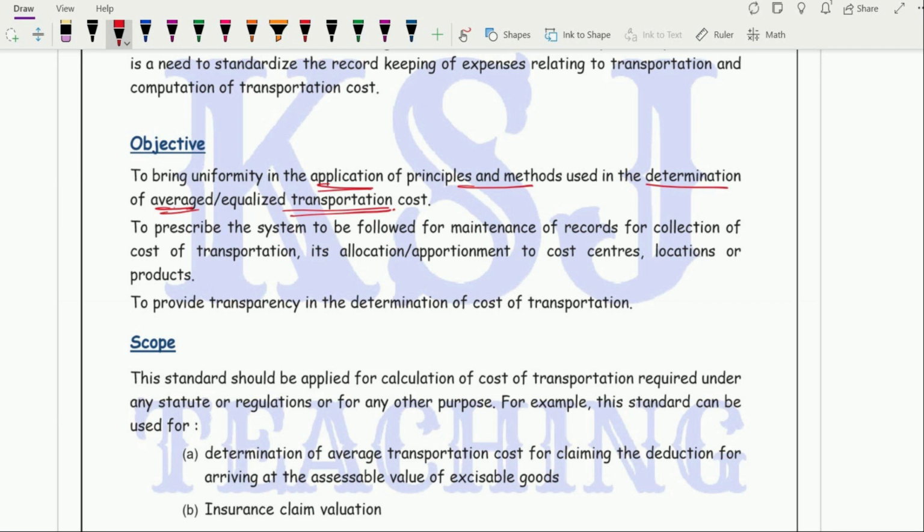Another objective is to prescribe the system to be followed for the maintenance of records for the collection of cost of transportation, its allocation or apportionment to the cost center, location or products.